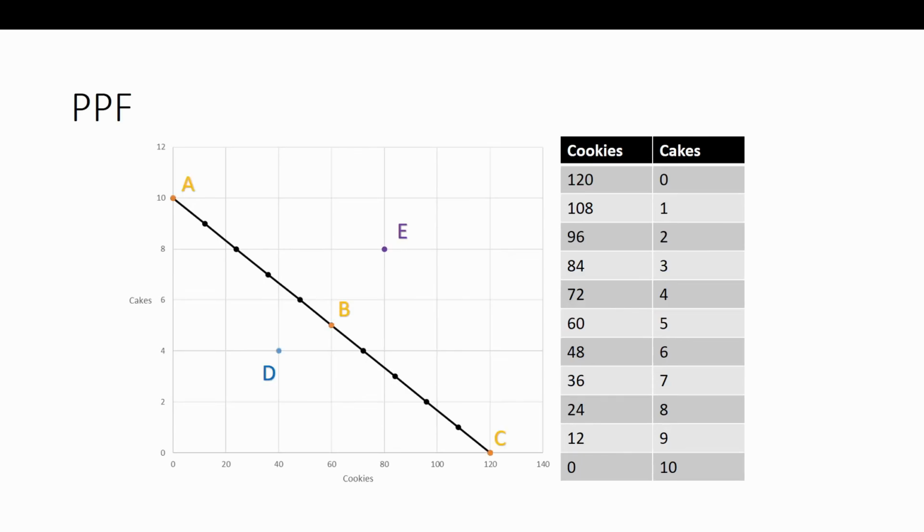So from this video, we have the idea of what a PPF is. Points A, B, and C are all efficient. Point D is inefficient. And point E is unattainable, or not possible.